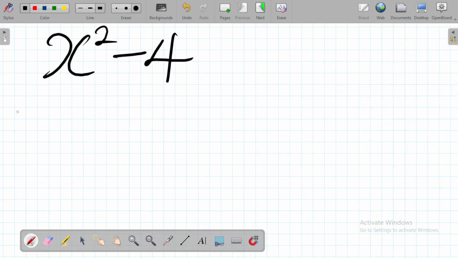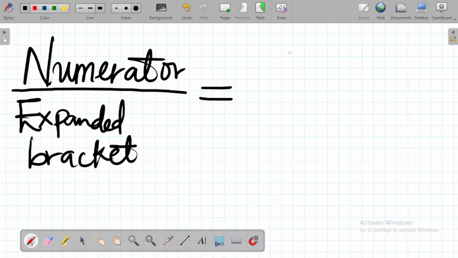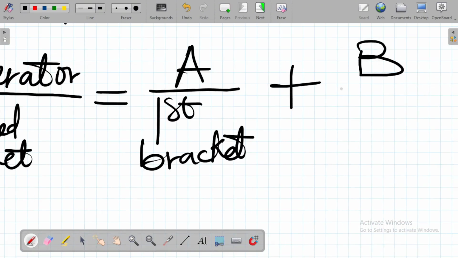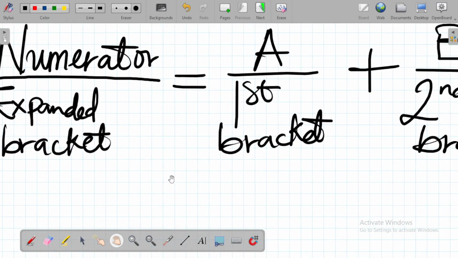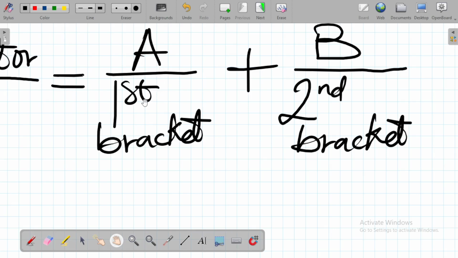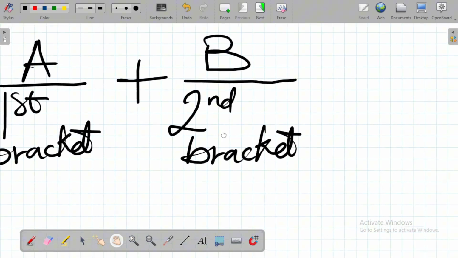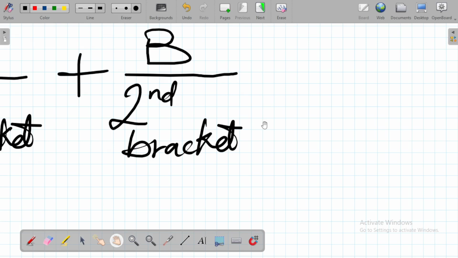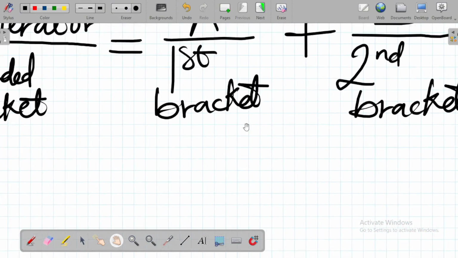So now let's write down the formula. This is the formula to be used in solving partial fraction. The numerator all over the expanded bracket is equal to a all over the first bracket, and then plus b all over the second bracket. If we have 3 brackets in the question, you have plus c all over the third bracket, but because we only have 2 brackets, we'll stop at b.